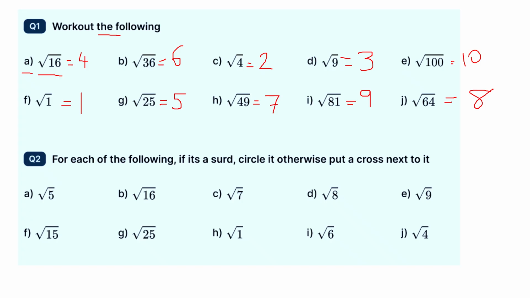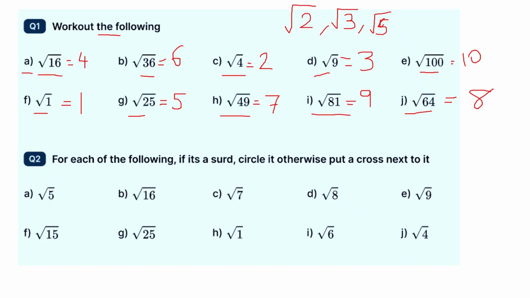Now this is introducing the idea of surds. So these are all what I call square numbers. These are non-surds, so not surds. A surd essentially is the square root of a non-square number. So for example, root 2 is a surd, root 3 is a surd, root 5 is a surd. Root 1 is not a surd because root 1 is just 1, and root 4 is not a surd because it simplifies to a whole number or a terminating decimal.